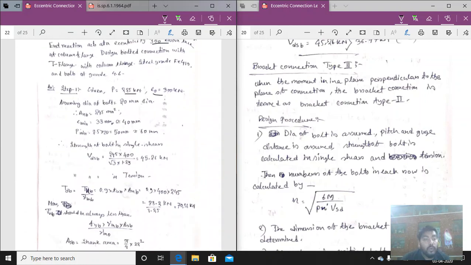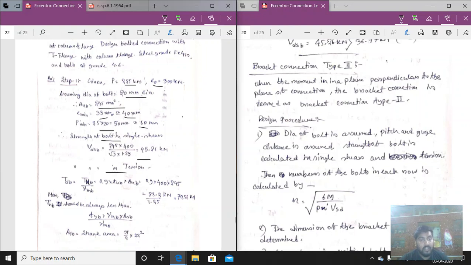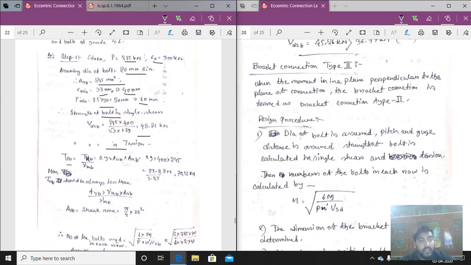So assuming a bolt diameter of 20 mm, ANB 245, minimum edge distance 33, we are taking 40, and pitch 50, we are taking 60. Calculating strength of the bolt in single shear and strength of the bolt in tension. Strength of the bolt in tension is TDB, which is TNB by gamma MB. Now TNB is equal to 0.9 FUB into ANB, 0.9 into 400 into 245, equal to 88.2 kilonewton, divided by gamma MB 1.25, that equals 70.56.